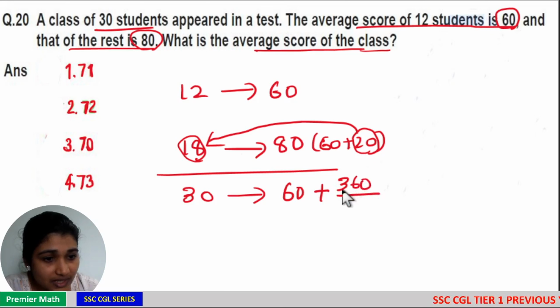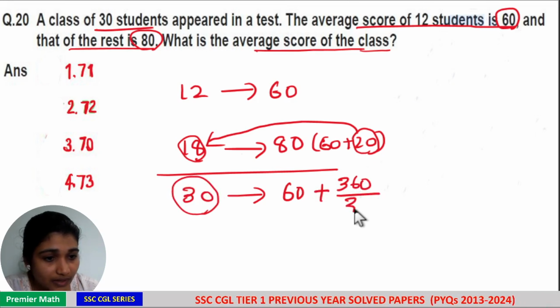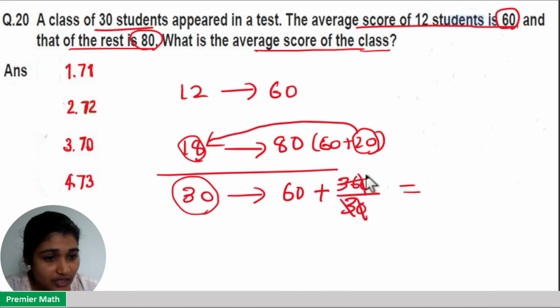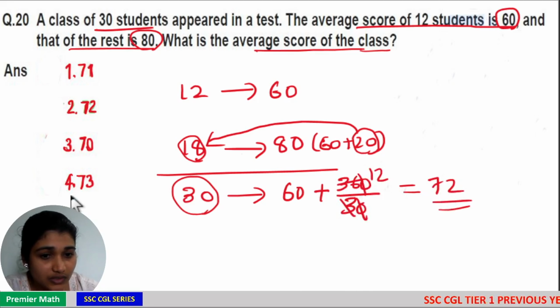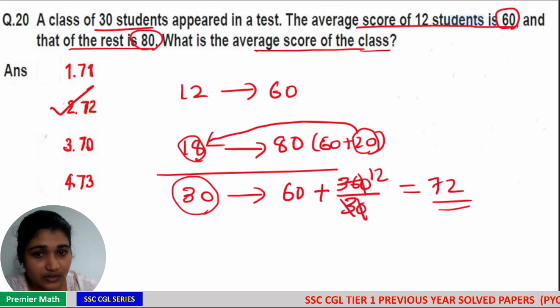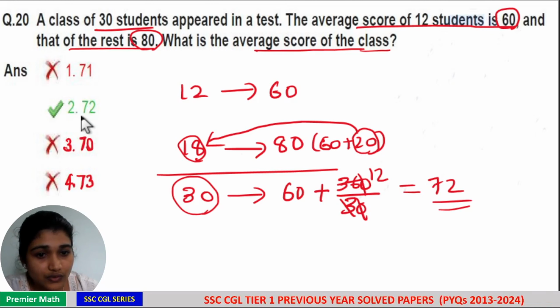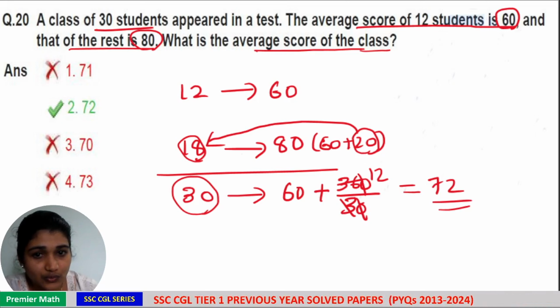This extra increment, 360, should be equally distributed over the total students. Now the 0s cancel, and 3 goes 12 times in 36. 60 plus 12 is equal to 72. So the average of 30 students is equal to 72. Option 2 is your answer. Class average is 72.